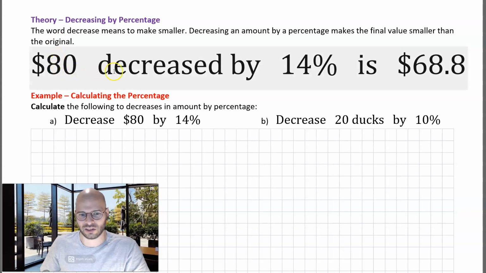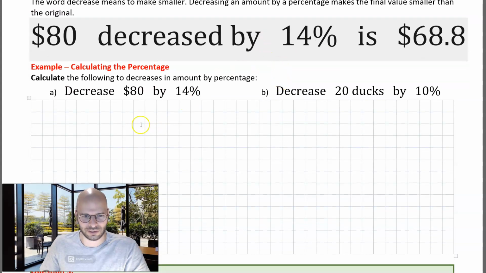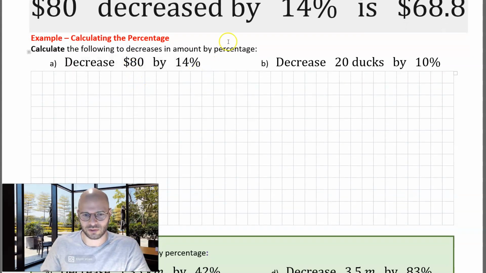Consider $80 decreased by 14% is $68.8. Notice that our final amount is smaller than our starting amount of $80. That's because it's been decreased by 14%. Now let's have a look at how we do this calculation. Example A, decrease $80 by 14%.